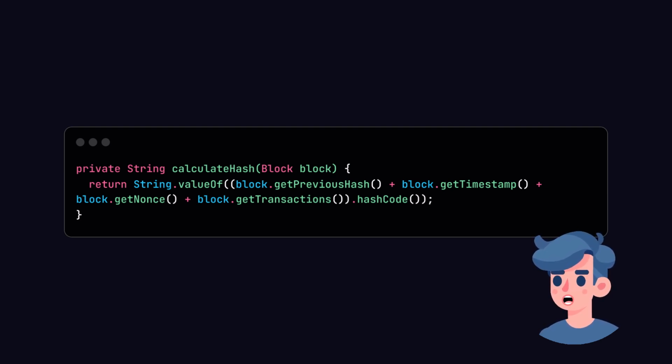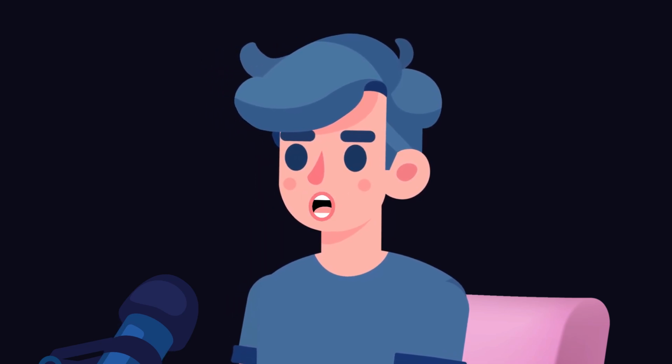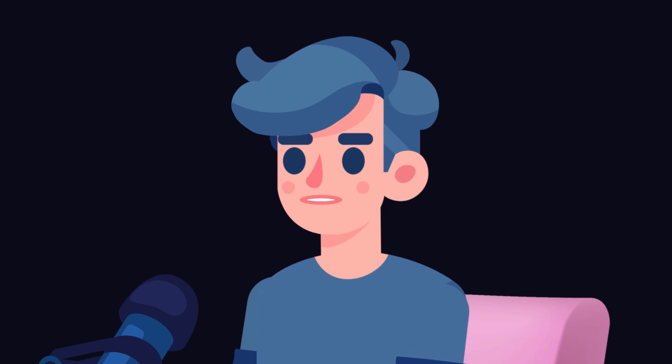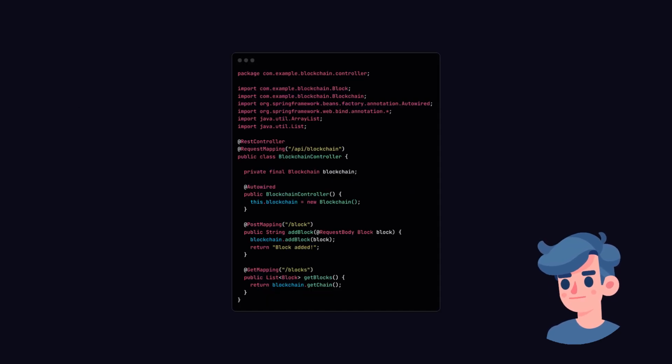Now, let's implement the calculateHash method, which will be responsible for generating the hash for each block. The calculateHash method combines the previous hash, timestamp, nonce, and transactions to create a unique hash for each block. Now we'll create a method to retrieve the latest block from the blockchain. Add the following code to the Blockchain class. With these methods in place, we can now add new blocks to our blockchain.